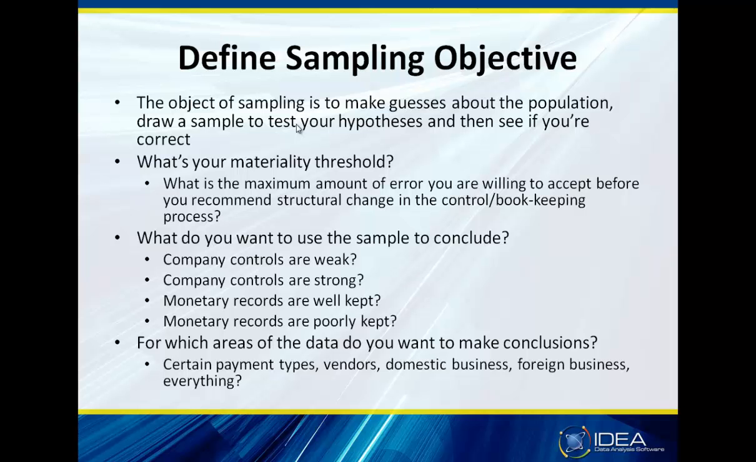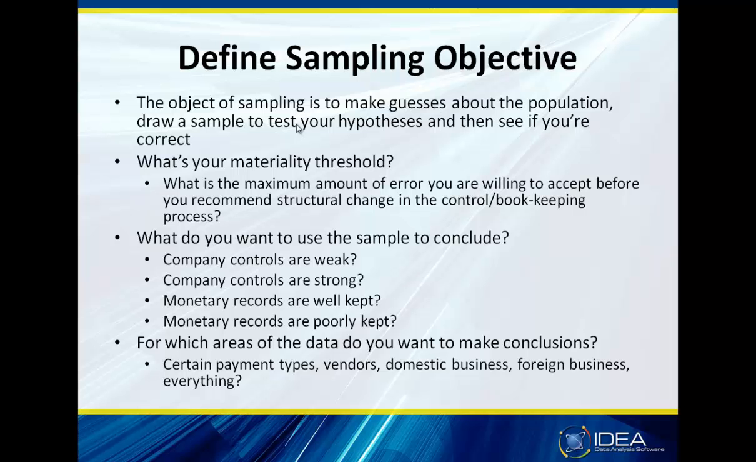What is the maximum amount of error that you're willing to accept before you recommend structural change in the controls or bookkeeping processes that you're currently auditing and creating the sample for? Then you have to ask yourself, what do you want to use the sample to conclude? Are company controls weak or strong? Monetary records, are they well kept or poorly kept? Are you trying to gauge sales tax that's been imputed in the amounts?